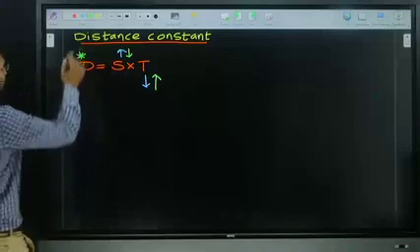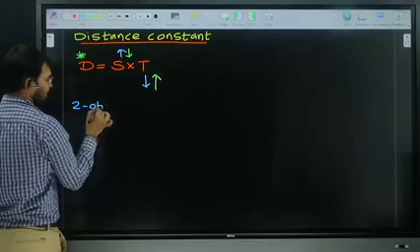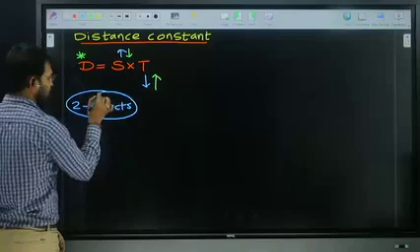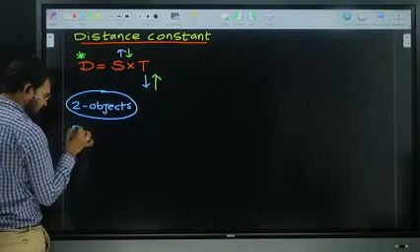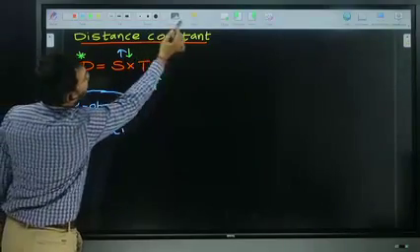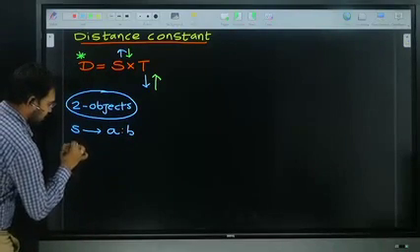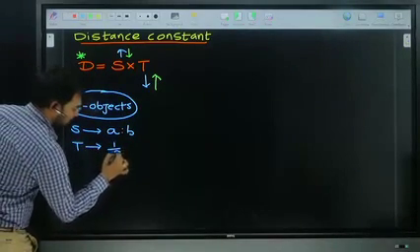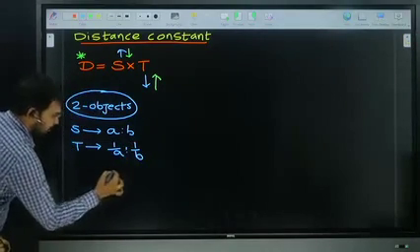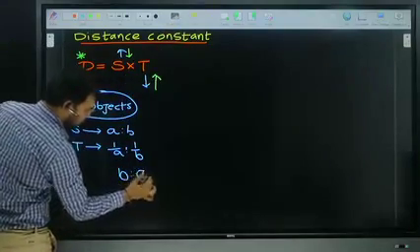Based on this, sometimes they give two objects' relation. Whenever they give two objects, they give the speeds ratio, say A is to B. Therefore the times ratio is inverse: 1 by A is to 1 by B. That is nothing but B is to A.